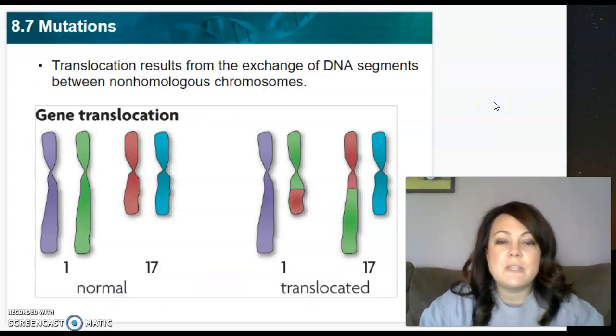Translocation results from the exchange of DNA segments between nonhomologous chromosomes. Translocation occurs. This is our first pair and that's our 17th pair. They accidentally switch partners, and that's not okay.